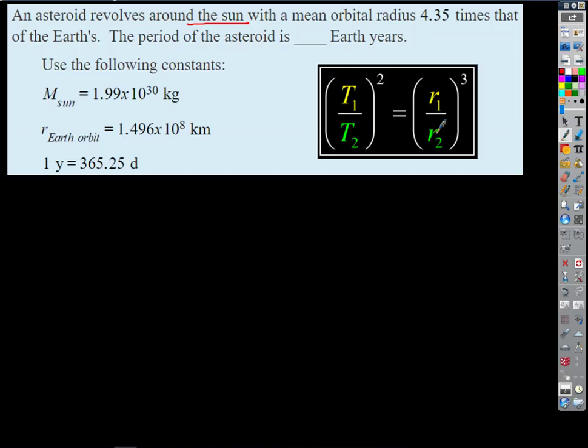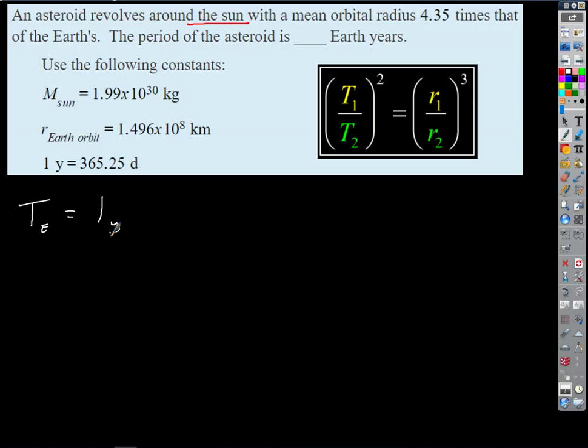Okay, so then instead of calling it T1 and T2, why don't we call it T sub E for Earth and T sub A for asteroid, how about? So T sub E is how long in Earth years? One, right?